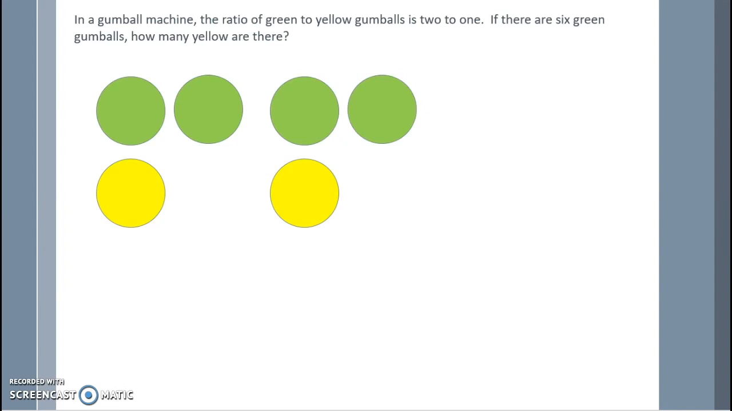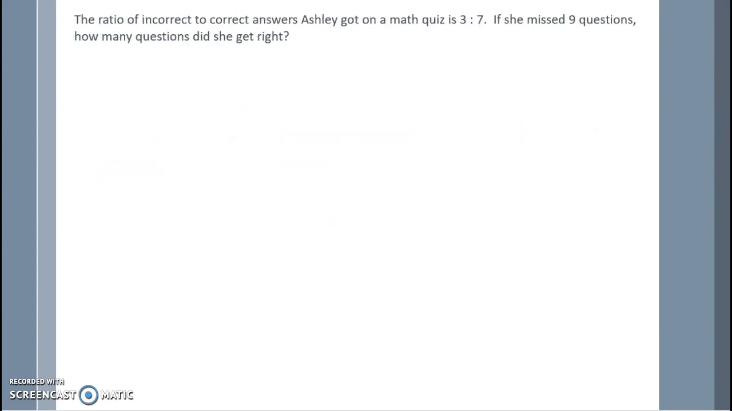Now I have 4 green and 2 yellow, but we still need to get to 6. So 6 green and 3 yellows. 2 to 1 is equivalent to 6 to 3.